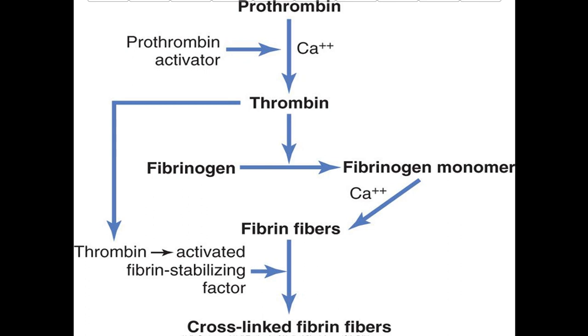So you can see here again prothrombin to thrombin in the presence of prothrombin activator and calcium, and this thrombin then allows the conversion of fibrinogen into fibrinogen monomer in the presence of calcium, forms fibrin fibers, and these fibrin fibers result in the formation of cross-linked fibrin fibers in the presence of fibrin stabilizing factor.